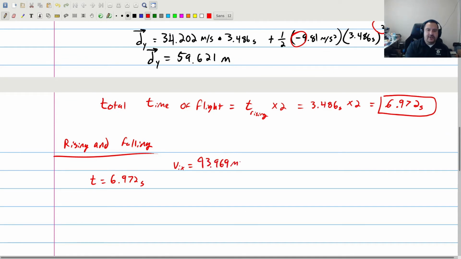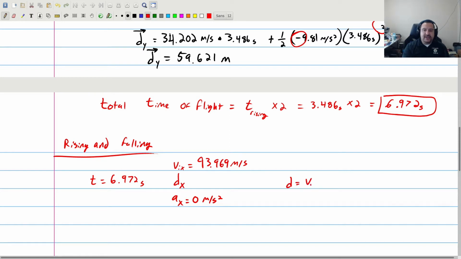93.969 meters per second. I know v initial x, I know the time, and I'm looking for the distance in the x direction. And I know the acceleration in the x direction is going to be equal to 0 meters per second per second. That means that I know 3 of the things. I'm looking for d. I can use kinematic equation number 3 in order to solve this. That's going to be this one.